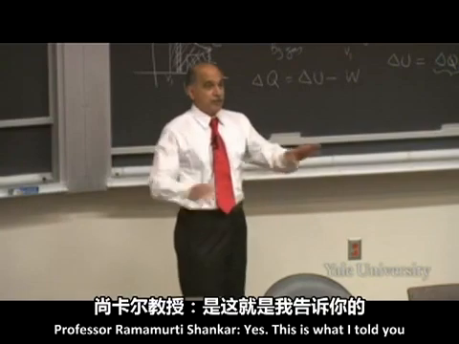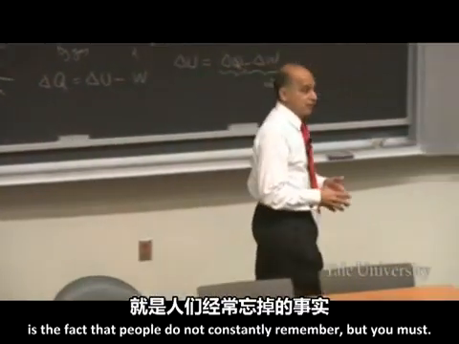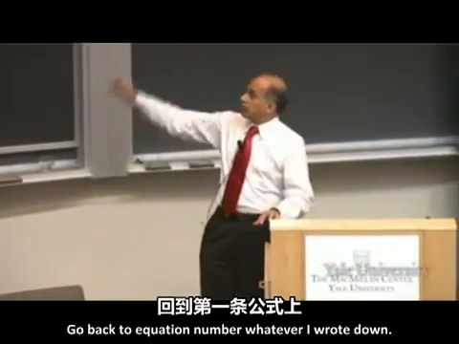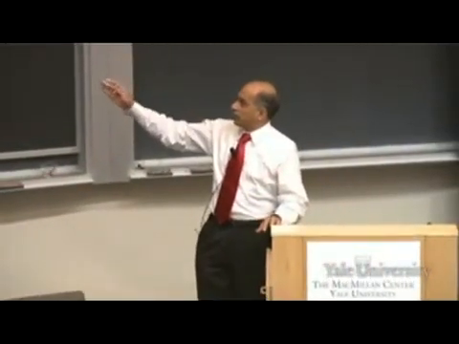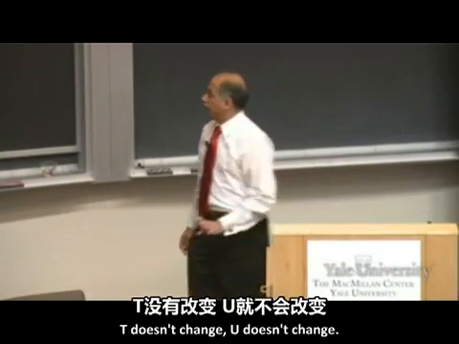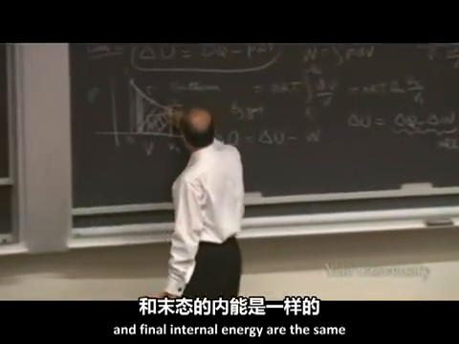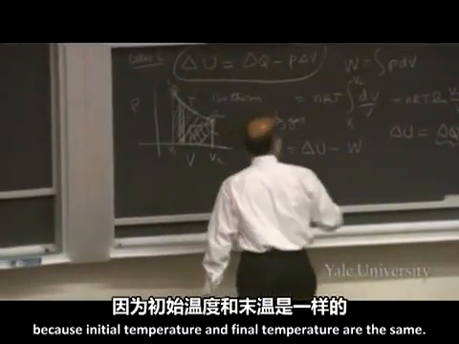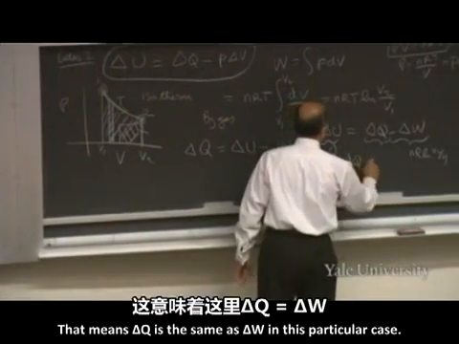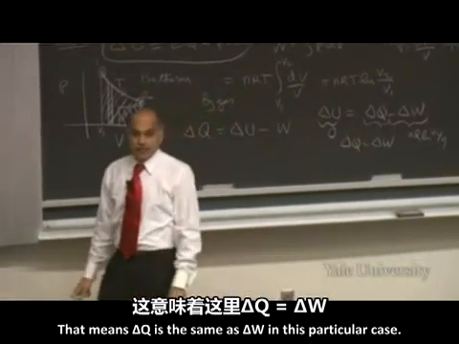Yes. This is what I told you is a fact that people do not constantly remember, but you must. This gas did not change its temperature. Go back to the equation, whatever number I wrote down, U equals 3/2 nRT or something. T doesn't change, U doesn't change. That means the initial internal energy and final internal energy are the same, because initial temperature and final temperature are the same. So this guy has to be 0. That means delta Q is the same as delta W in this particular case.